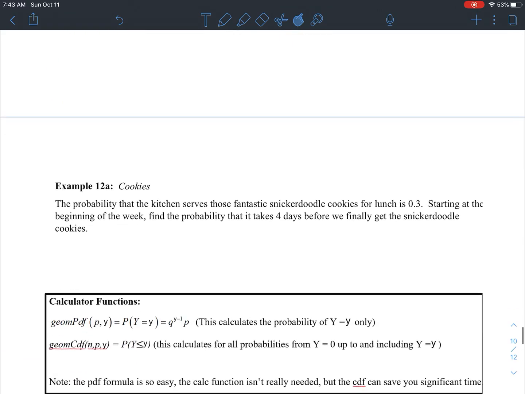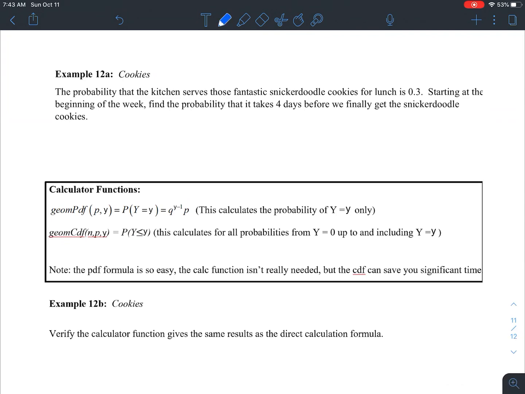Okay, so we're just going to look at an example of how this works. The probability that the kitchen serves those fantastic snickerdoodle cookies for lunch is 0.3. So 0.3 is representing the probability of a success. If we were to go through our acronym, a success is to serve the snickerdoodles, and a failure would be no snickerdoodles.